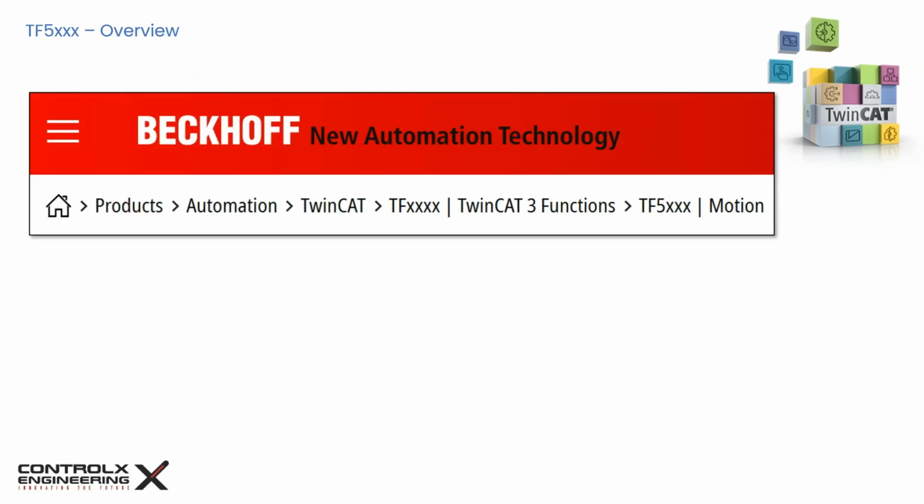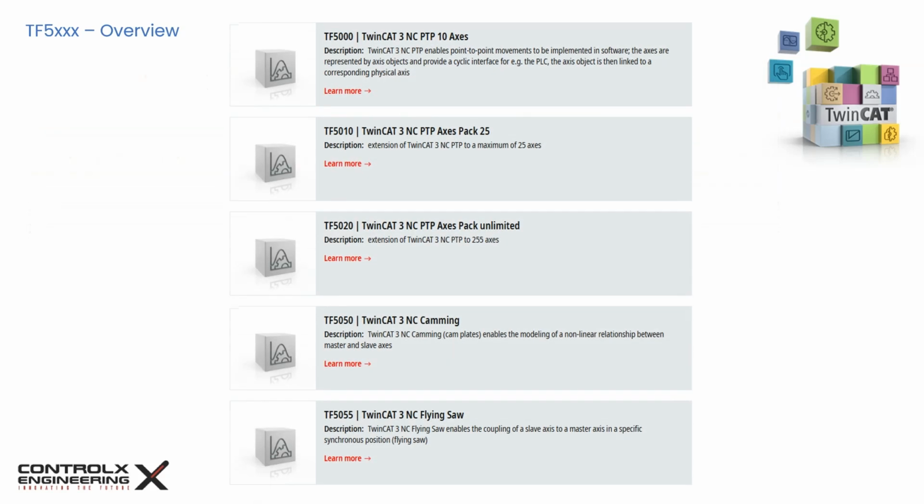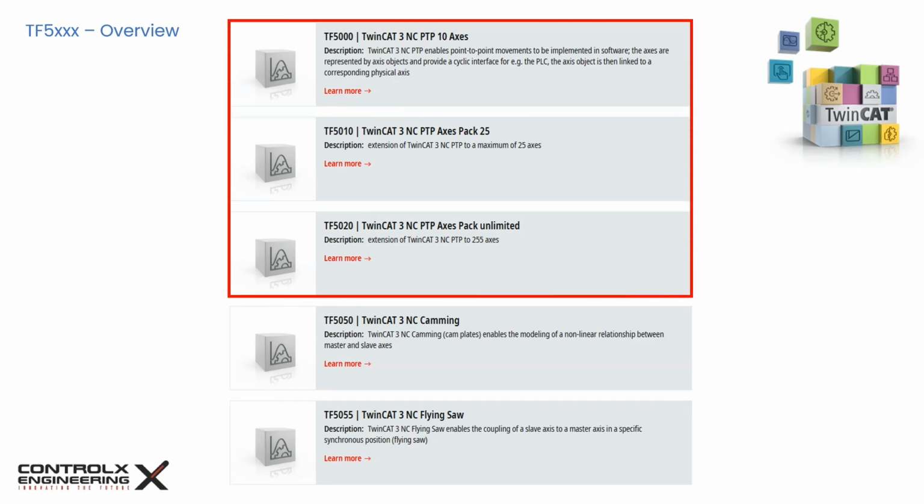Let's head over to Beckhoff's website and navigate to TF5000 motion functions as shown. This page lists all available software packages for motion control. It includes modules ranging from simple PTP or point-to-point applications to robotics and complex CNC applications. An abstraction layer to the hardware enables a very flexible control of a wide range of drive devices. TwinCAT 3 NCPTP enables point-to-point movements to be implemented in software.